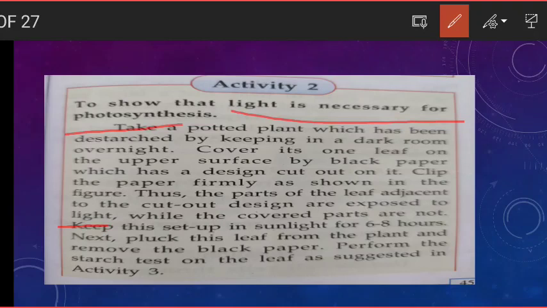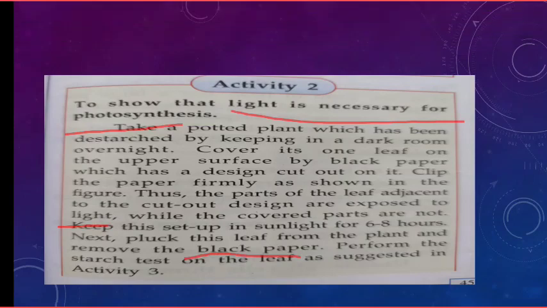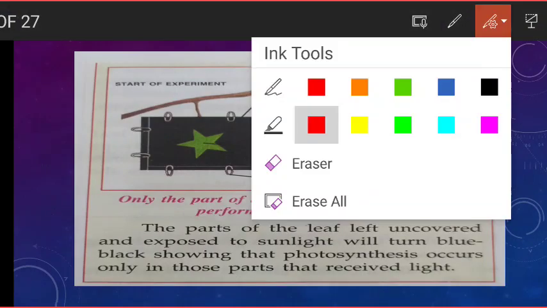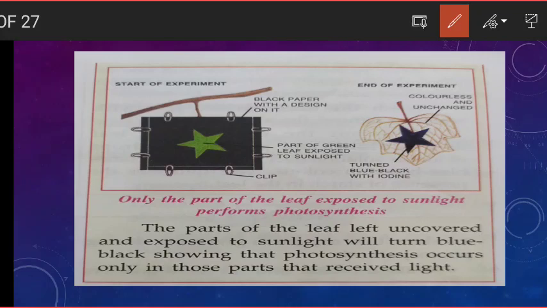Next, pluck this leaf from the plant and remove the black paper. Perform this starch test on the leaf as we have discussed in the previous slide. And then, what will you observe? The parts of the leaf left uncovered and exposed to sunlight will turn blue-black.